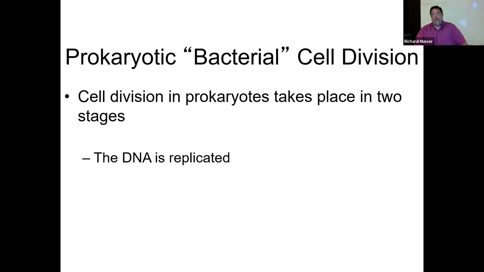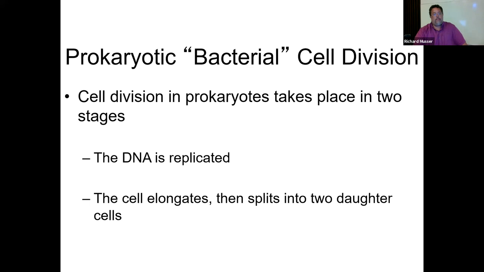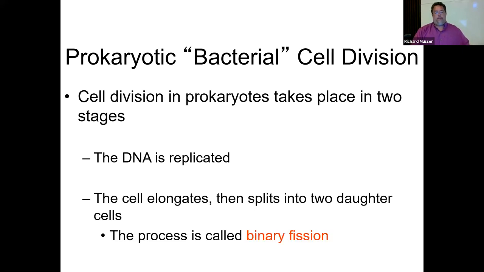Now remember, bacteria has DNA. It's going to duplicate it. And then it'll move to two different sides of the cell and divide. I believe we call that fission. So the cell will elongate and then split into two daughter cells. So that is how cell division occurs in bacterial cells. We call that binary fission.